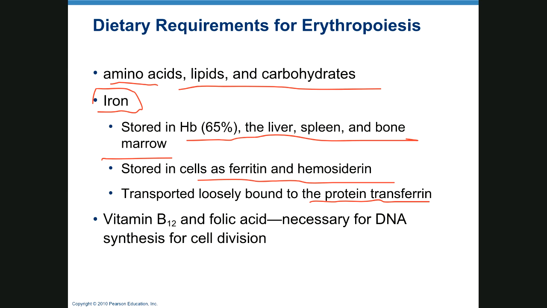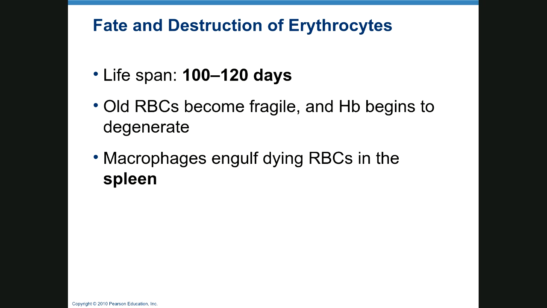Okay, you have to have B12 to make red cells, and folic acid. These are necessary for synthesis and cell division of any cells. Okay, lifespan 100 to 120 days. Old, fragile red blood cells will start to degenerate, and then they'll be filtered out by the spleen, and macrophages in the red marrow and the spleen destroy those red cells.